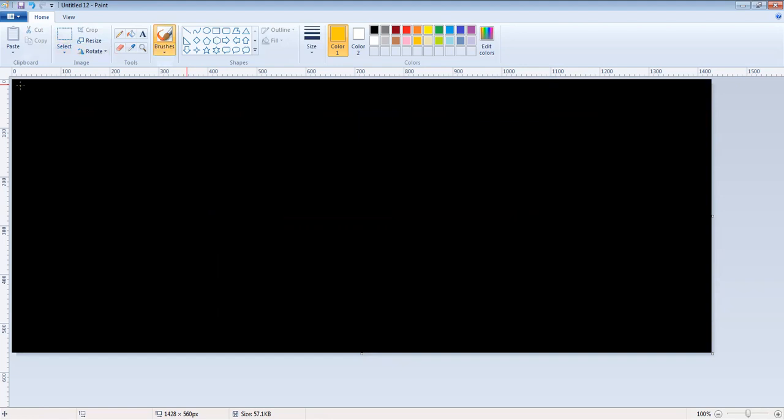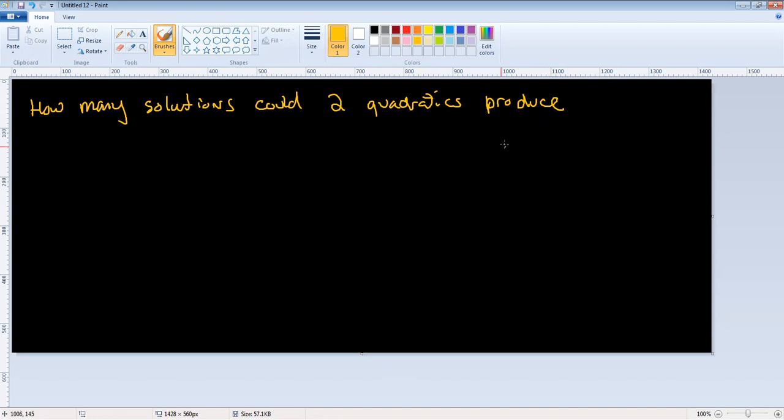Okay, so here is one: how many solutions could two quadratics produce? Let's say you had two different quadratic functions. Between those two different functions, how many solutions could be made? Well, here's a quadratic and here's a quadratic. How many solutions? The solutions are the intersections.